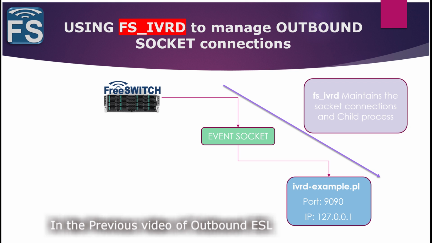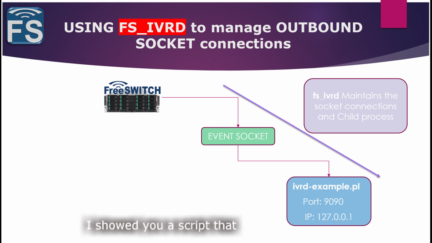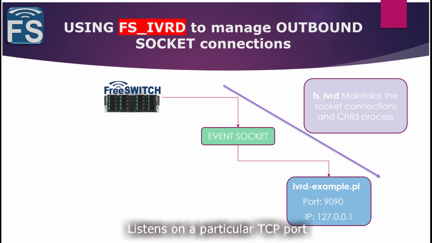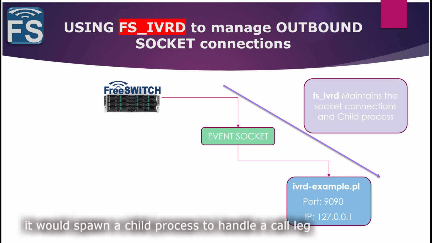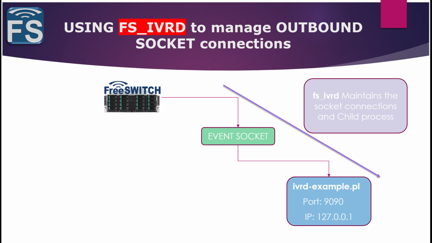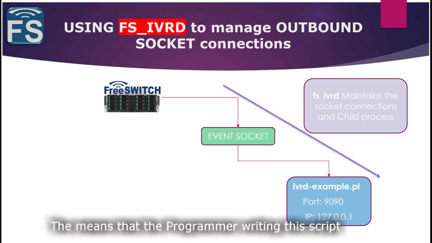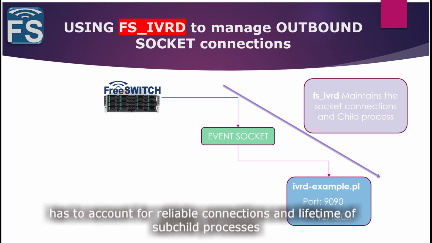In the previous video of outbound event socket connection, I showed you a script that listens on a particular TCP port and then waits for connections, and when the connection is established, it would spawn a child process to handle a call leg, and then do some other activities. This means that the programmer who writes this script has to take care of the connections to always make sure that the connectivity is still stable or the socket connection is live, and then also they have to take care of the child processes so that they don't remain lagged in memory.